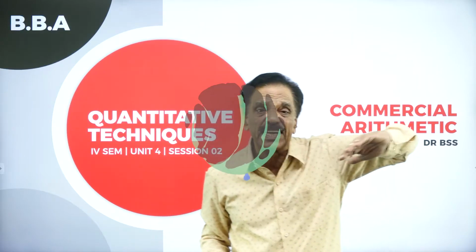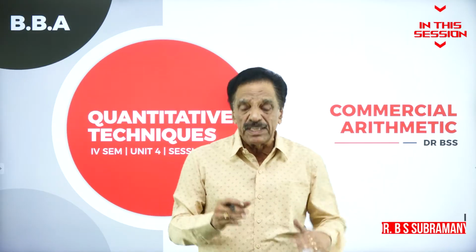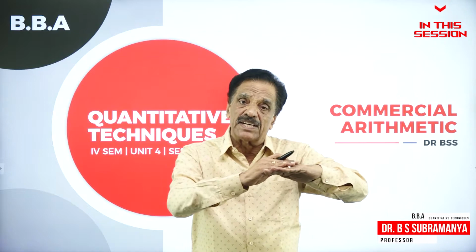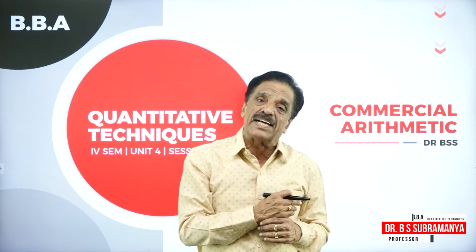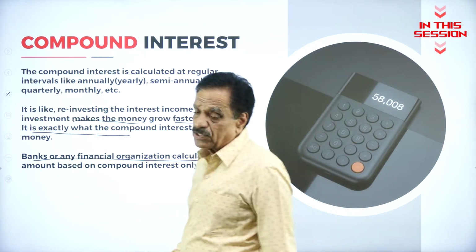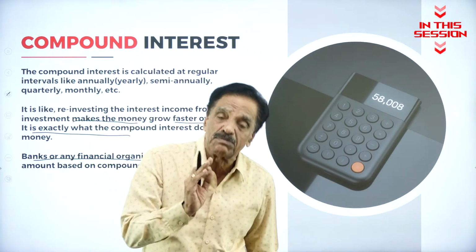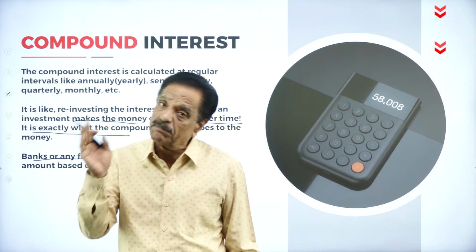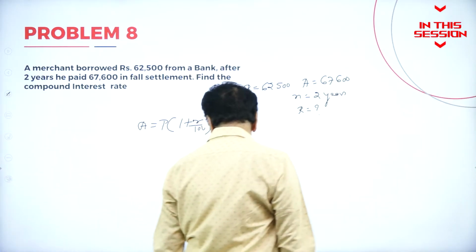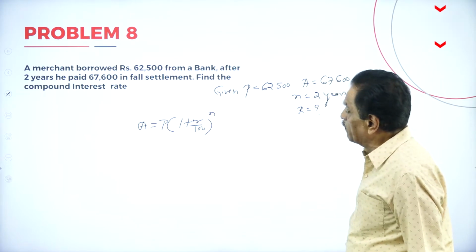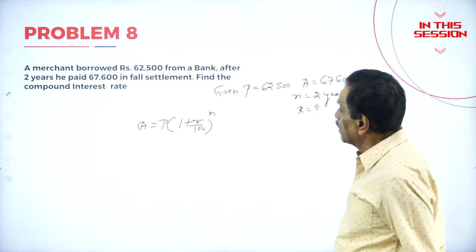Simple is directly connected, whereas compound is accumulation. First year interest is added to the principal money, and on that the interest is going to be calculated. Even the banks and financial institutions go by compound interest only, not simple interest. The formula is A equals P times (1 plus R) to the power of N.